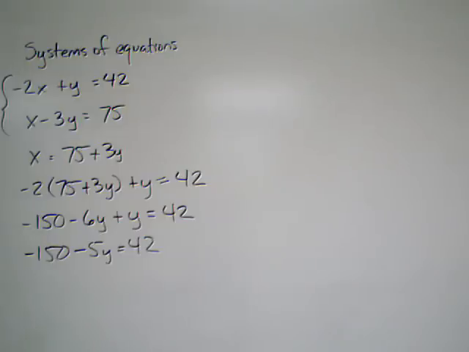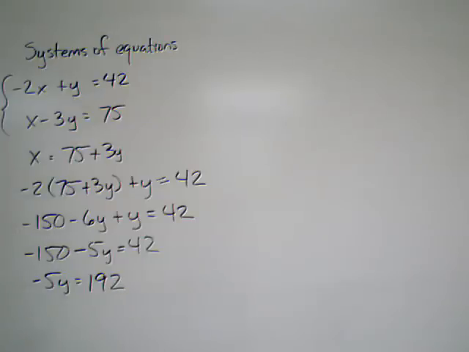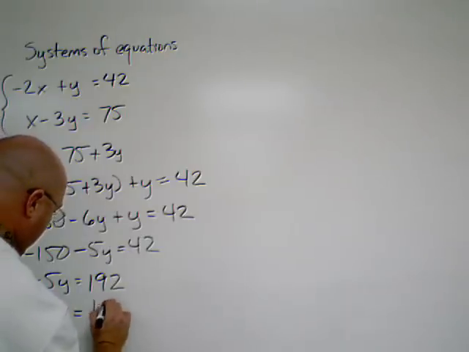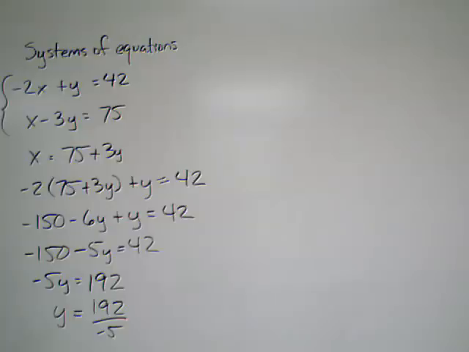Okay? Now I'm going to move the 150 over here, so I have to add it to both sides. I get negative 5y equals 150 plus 42 is 192. Okay? That gives me y is 192 divided by negative 5. Okay? Not the prettiest of solutions, but that's okay. That's what it is, and that's what it is.